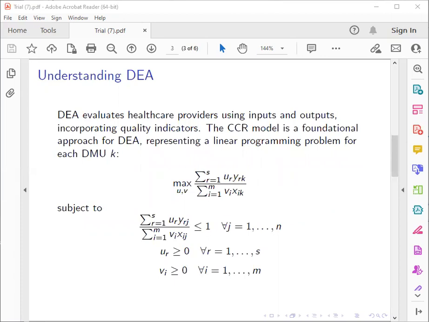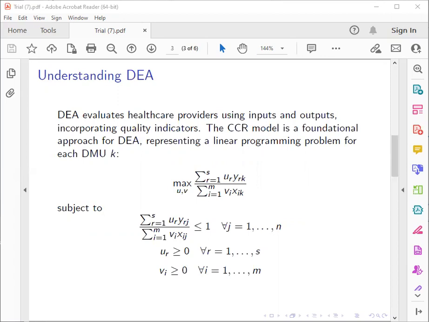The foundation of DEA lies in Charnes, Cooper, and Rhodes' model, so we can call it the CCR model. This model represents a linear programming problem for each DMU, which we denote as K. In this model, you can see the u and the v, u_r and v_i, that are the weights assigned to the output r and the input i respectively. y_rk and x_ik are the observed values of the output r and the input i for the DMU K.